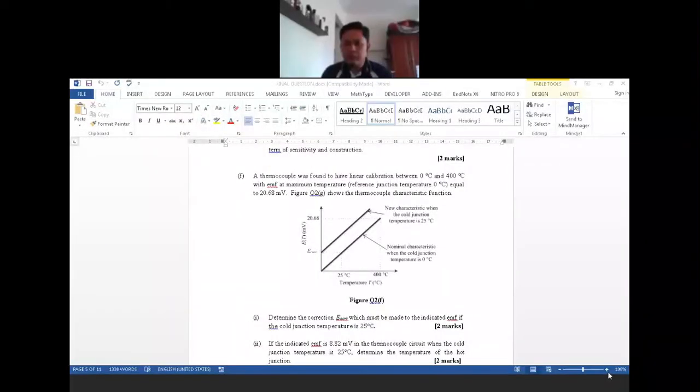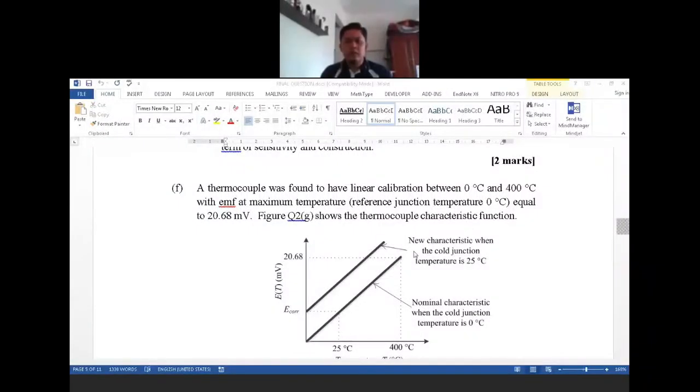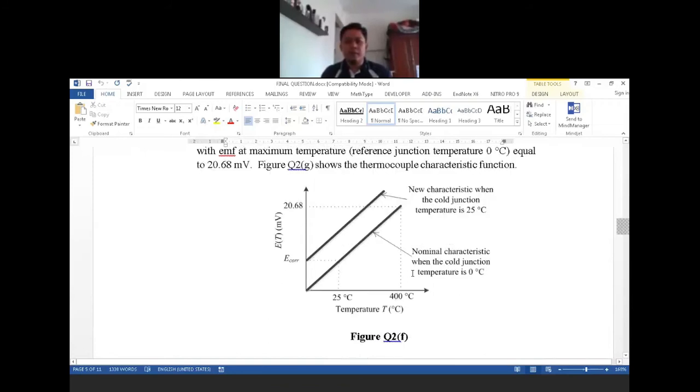Let's look into this question. A thermocouple was found to have linear calibration between 0 degrees Celsius and 400 degrees Celsius at a maximum temperature. So this shows the characteristic of the thermocouple. This is the response when the reference junction is at 0 degrees Celsius.